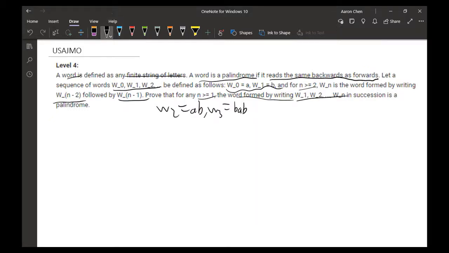So just in order to simplify this, we can define R of A1, A2, all the way to An to be just An, An minus 1, and so on to A1, where the Ai are letters.